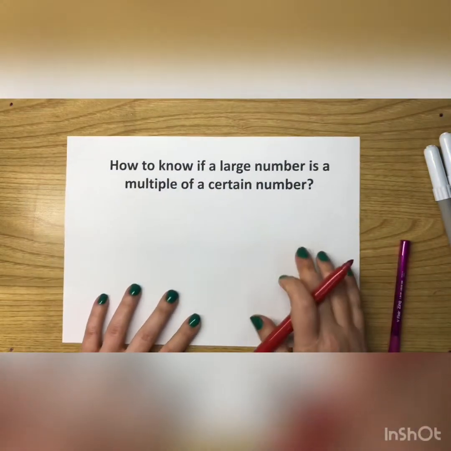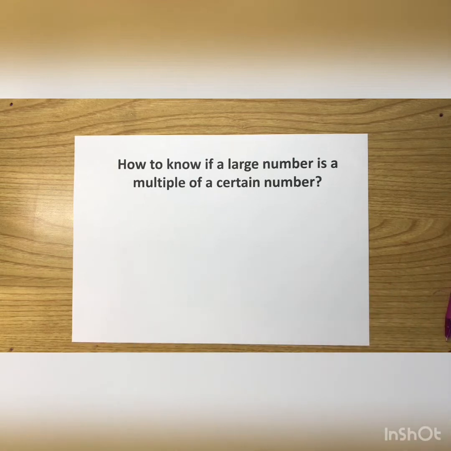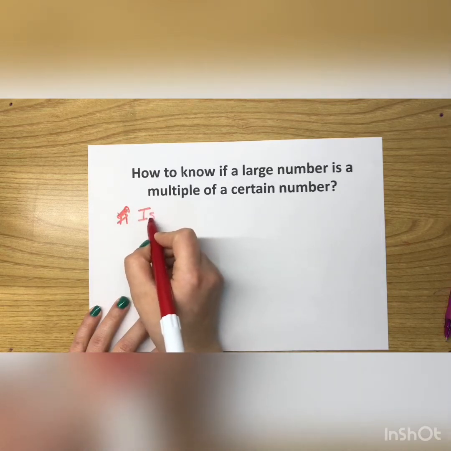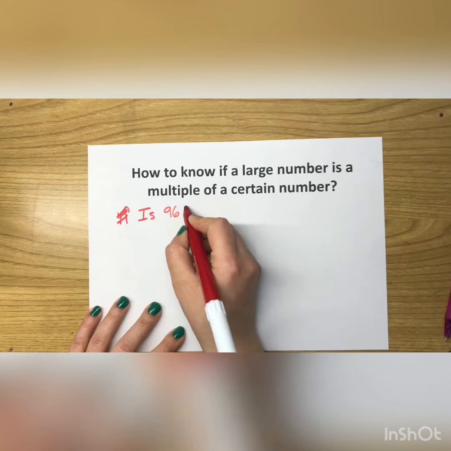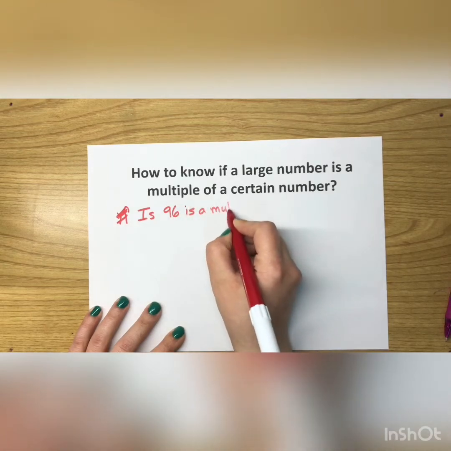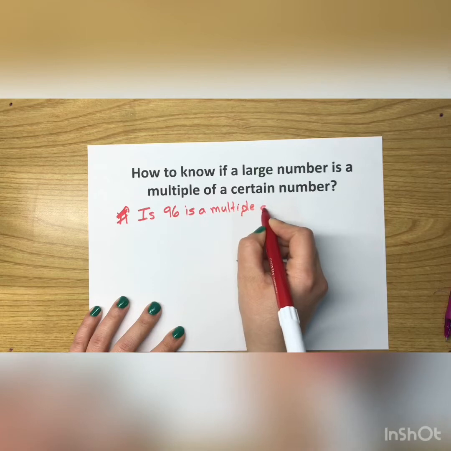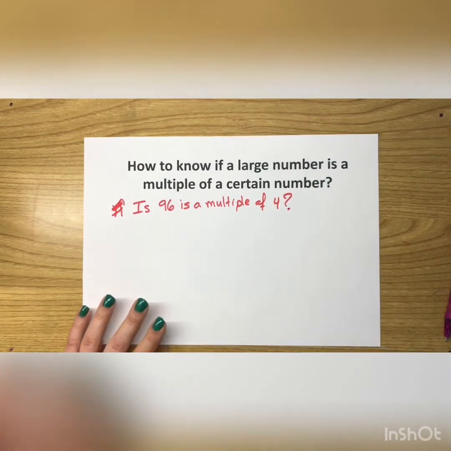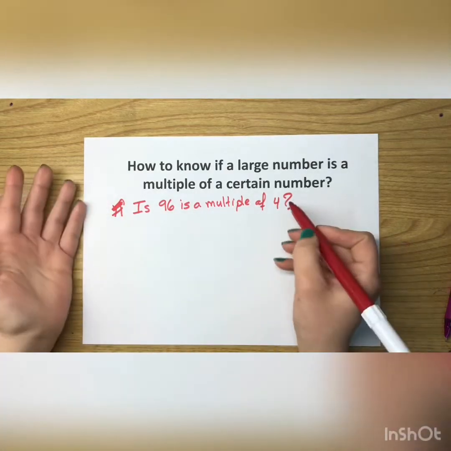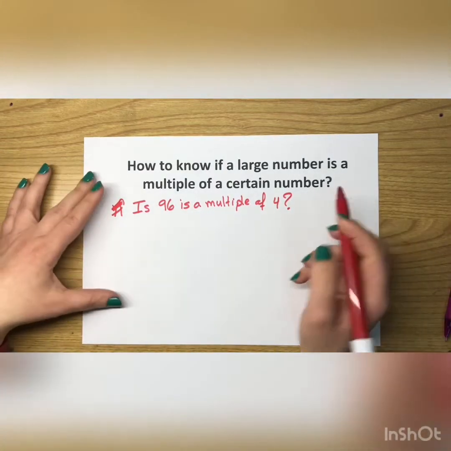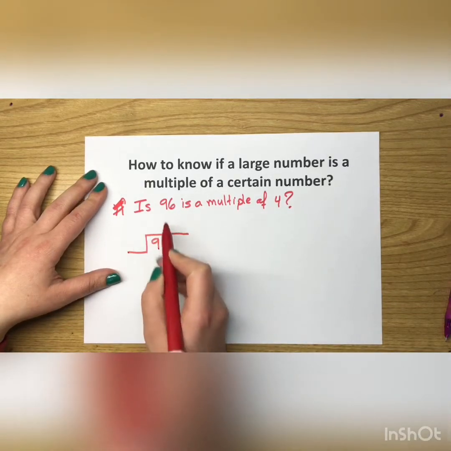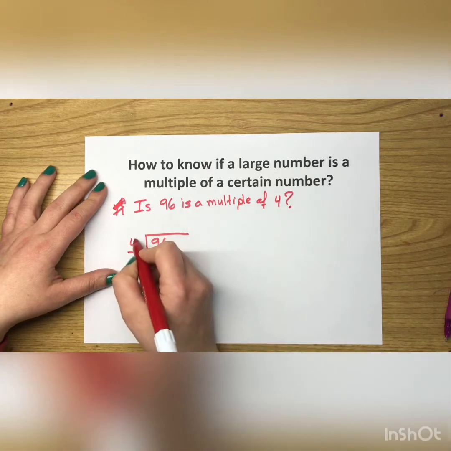Okay, how do you know if a large number is a multiple of a certain number, such as whether 96 is a multiple of 4? The way to know is by using long division, dividing 96 by 4.